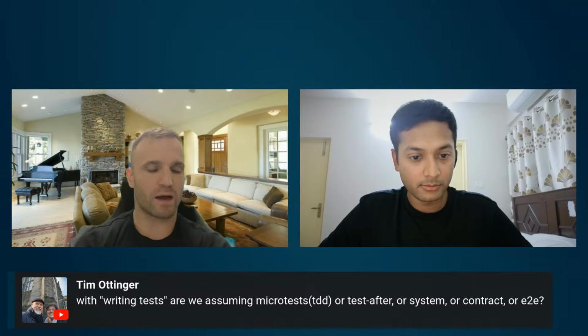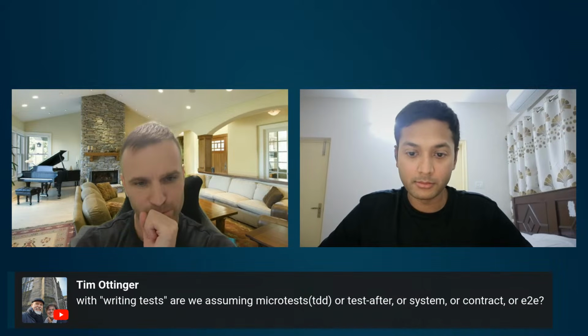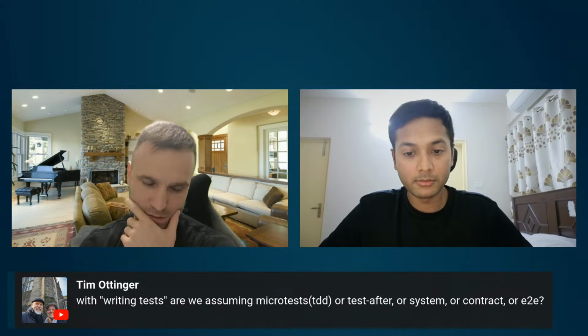Yeah, we have plenty of questions, so I would propose to go through them one by one, and you can answer. So first of all, from Tim. It was in the very beginning when you mentioned writing tests. So with writing tests, are we assuming micro tests, TDD, or test after, or system, or contract, or end-to-end tests? So basically the question is, what kind of tests you use for property-based testing? I think that's the best way to put it.